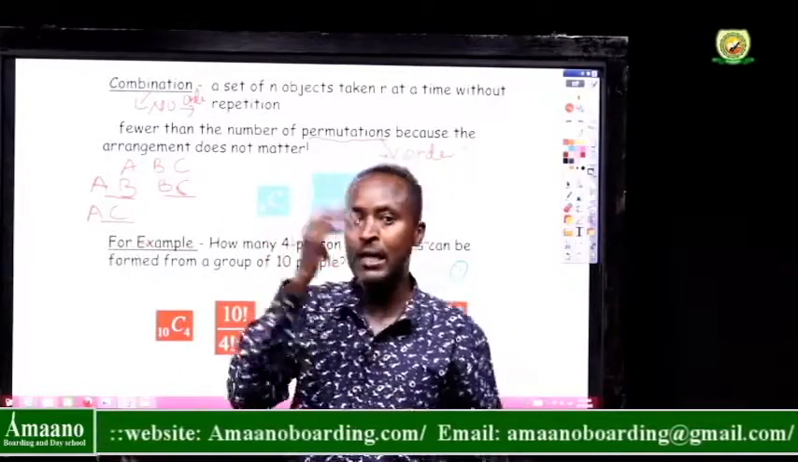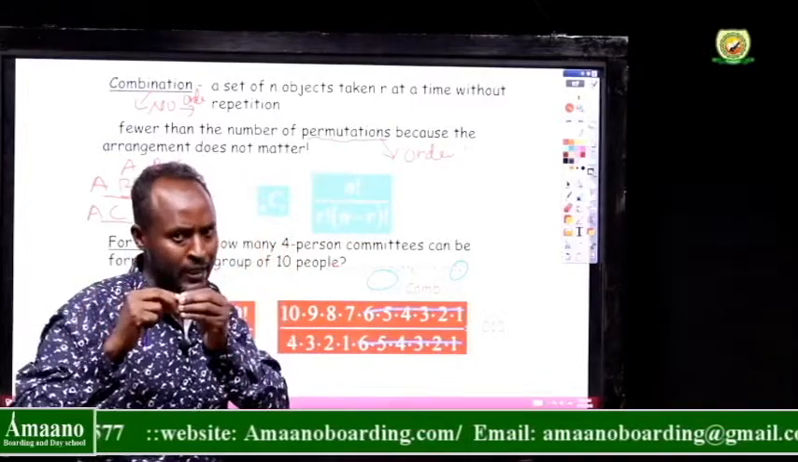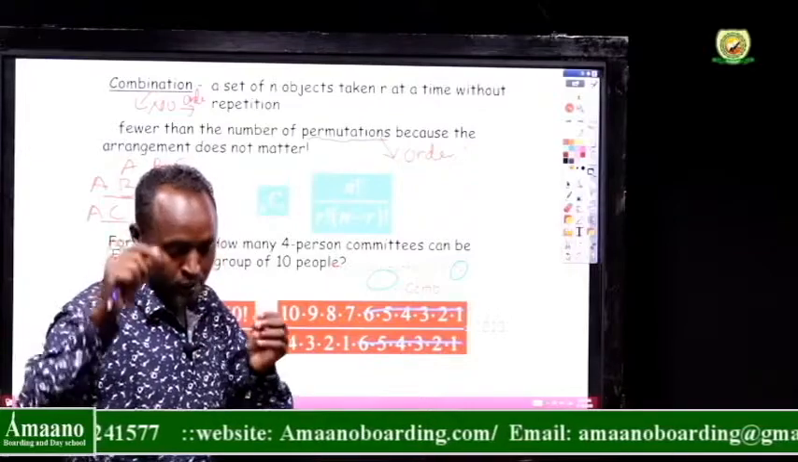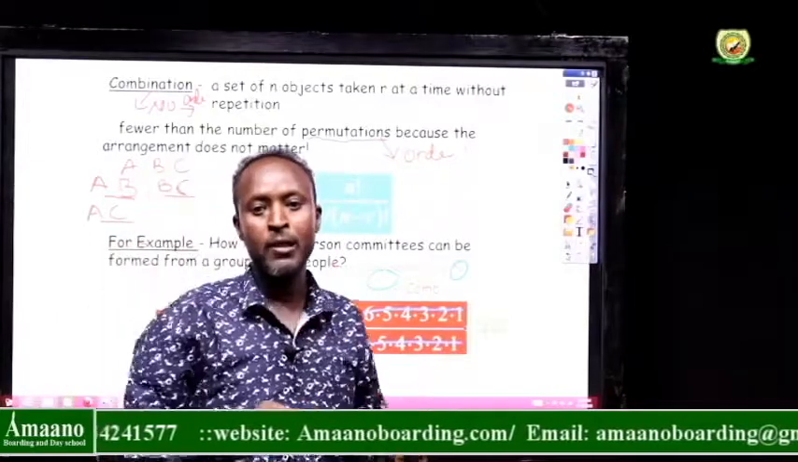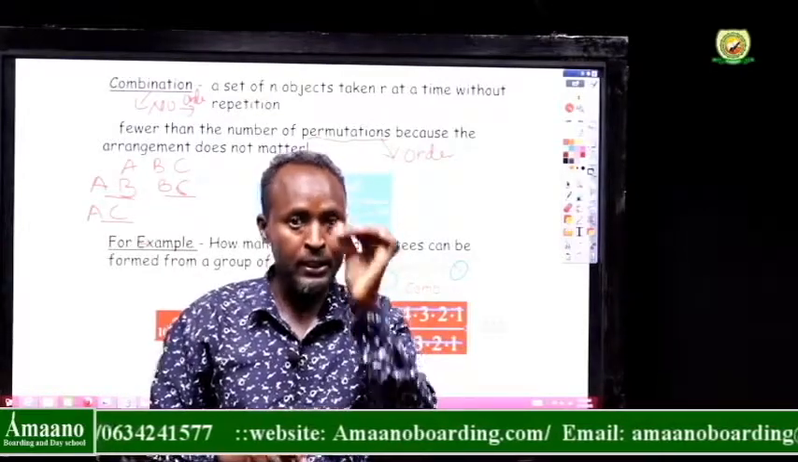Therefore, as we did earlier, the number of combinations is less than the number of permutations, because the order is not important in combination. But for permutation, the order of the objects makes sense.